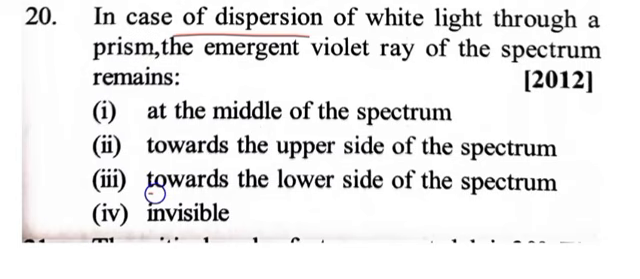In dispersion of white light through a prism, the emergent violet ray of the spectrum remains at the middle of the spectrum, towards the upper side of the spectrum, towards the lower side of the spectrum, or invisible. So our answer is 3. Towards the lower side of the spectrum.